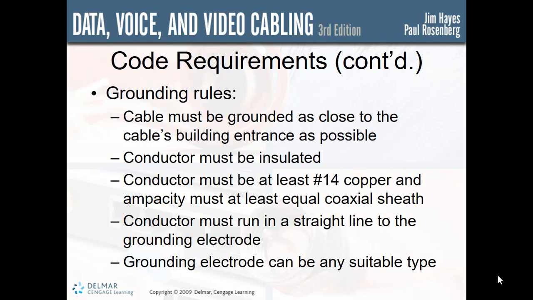So, simple rules for grounding. Cable must be grounded as close to the cable's building entrance as possible. The conductor must be insulated and must be at least a number 14 copper. Ampacity must be at least equal to that of the coaxial sheath. The conductor must run in a straight line to the grounding electrode, and the grounding electrode can be any suitable type.